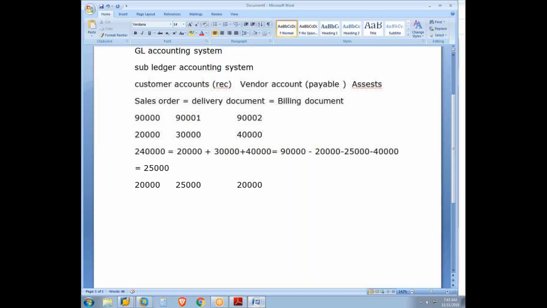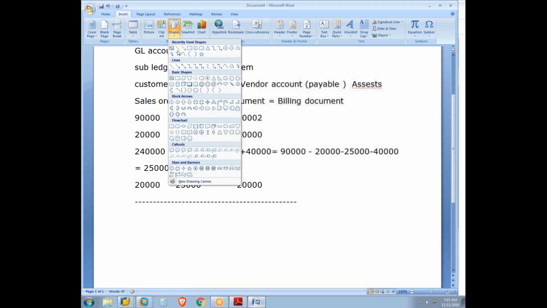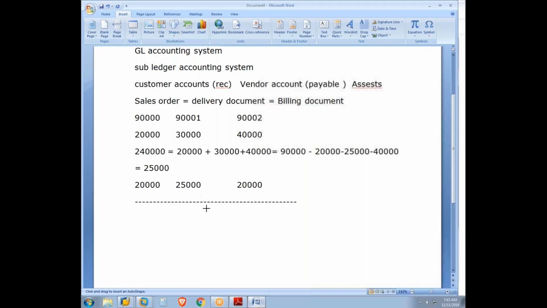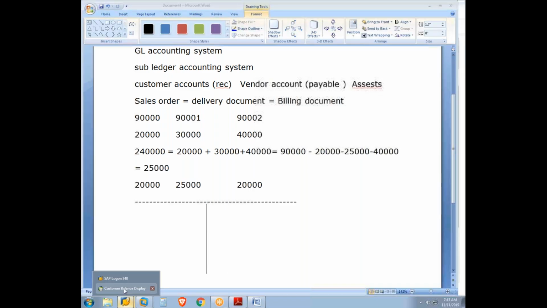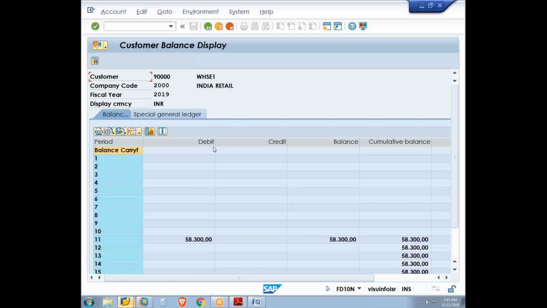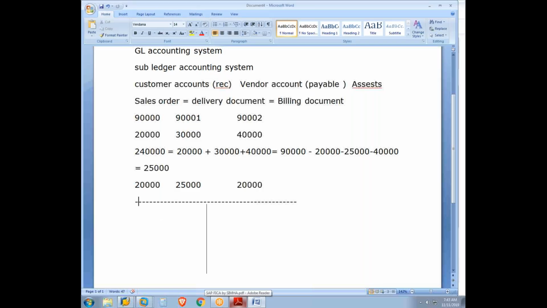Something like you can say, a T structure. In the accounting parlance, the left side of the T is a debit, the right side is a credit. That means whenever we are making an invoice, the amount will come and sit here in this particular area. Whenever you are posting the amount to the customer credit, it will come and sit here.